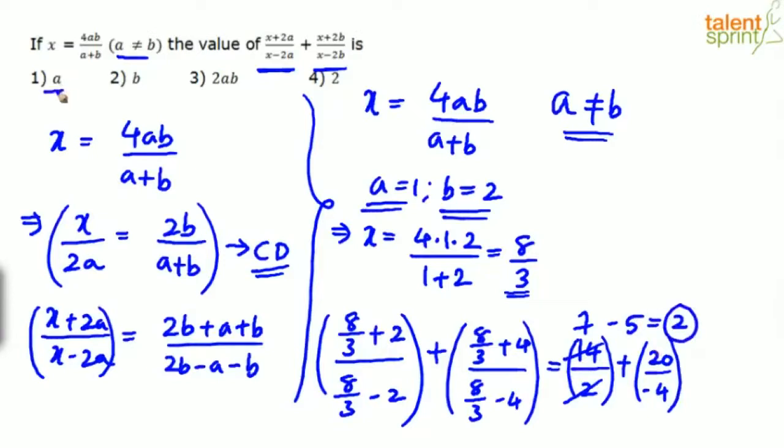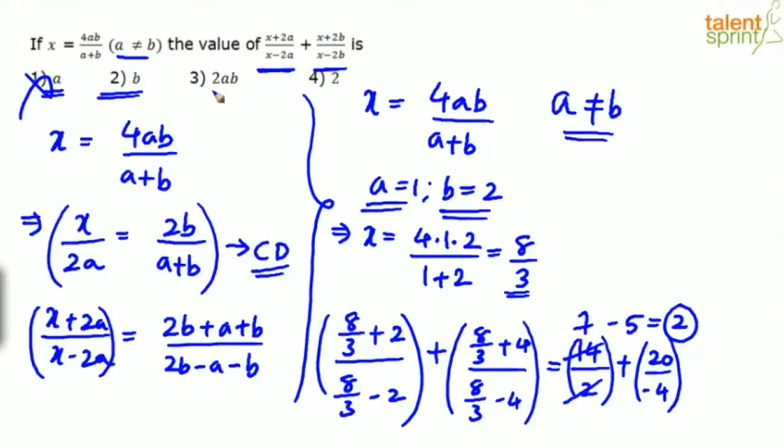So look at the options now. First option says a. What is the value of a that we have taken? 1. If you substitute a as 1 in the first option, the result is coming out to be 1. But what do we know the result is? 2. So option 1 cannot be the answer. Option 2, b, possible. See, if you take b as 2, this will be 2. And that's what we have got.